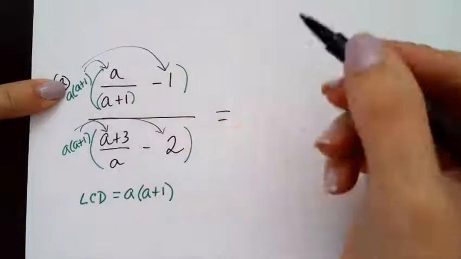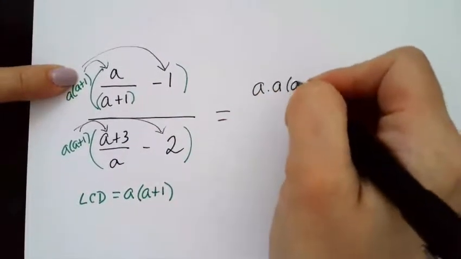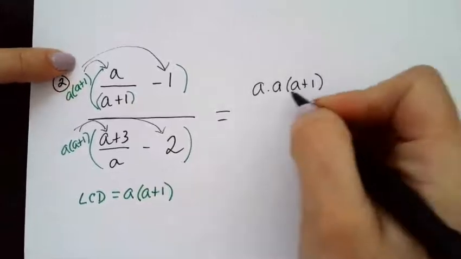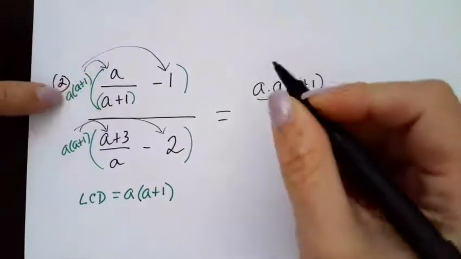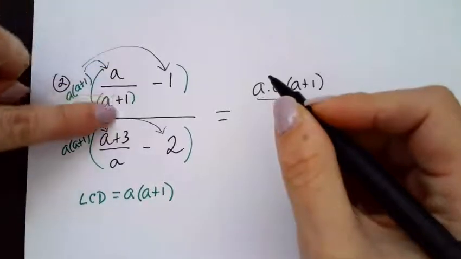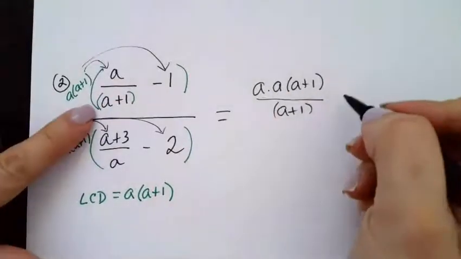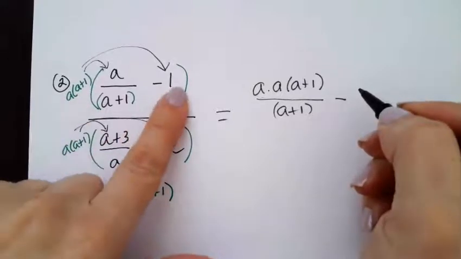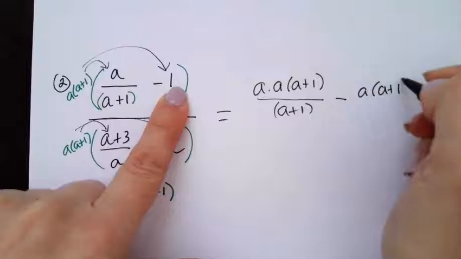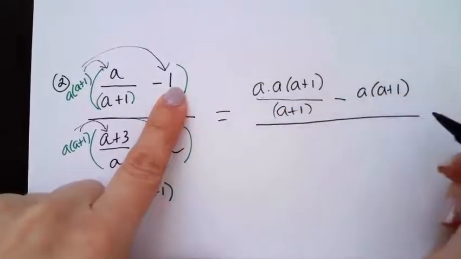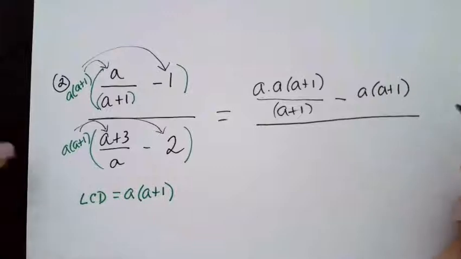So I have a times a plus 1, and that's over a plus 1. So this is just multiplying these two terms times this one term times this term here. And then minus. When I multiply by 1, that doesn't do anything, so I just have a times a plus 1. That is the numerator. Again, I can simplify and I will simplify. I'll just do that in the next step.